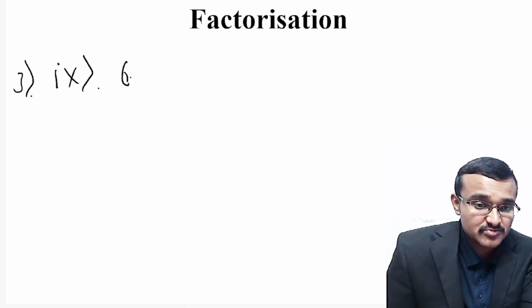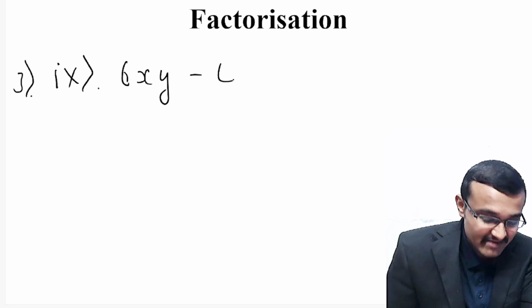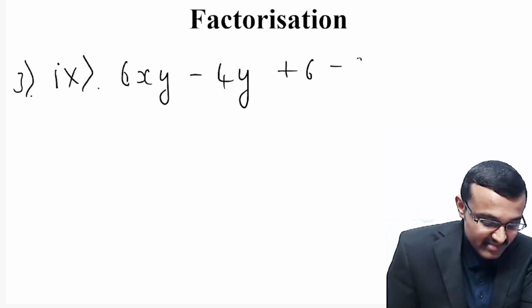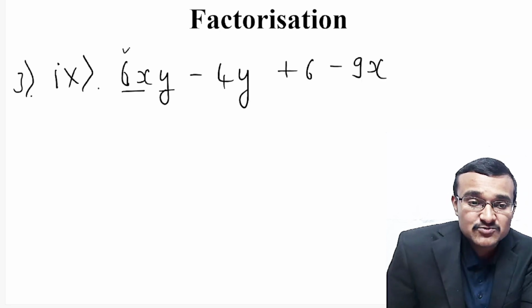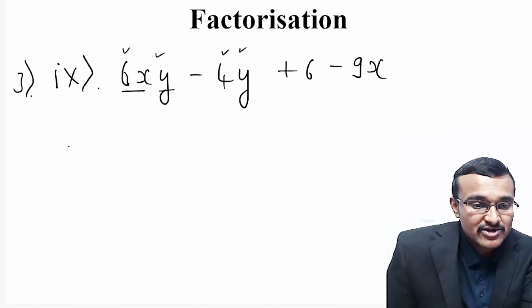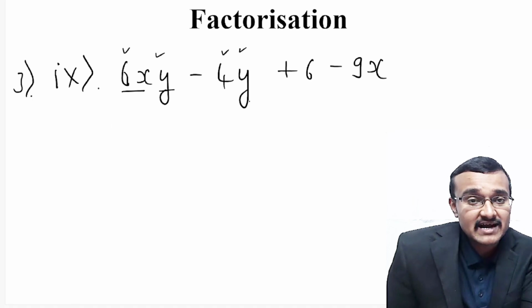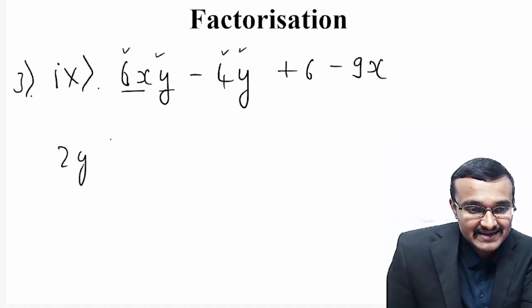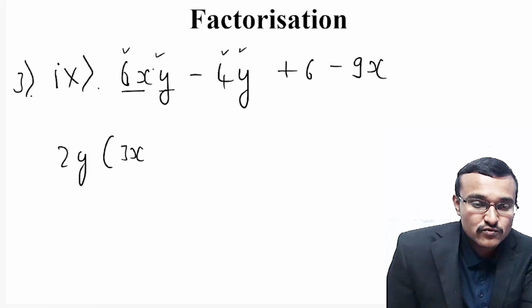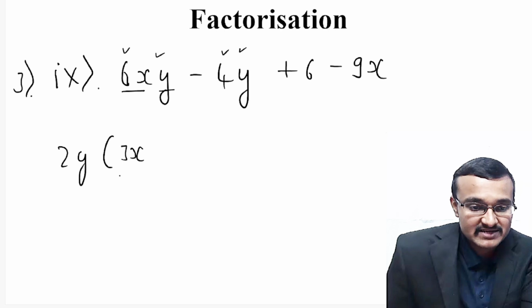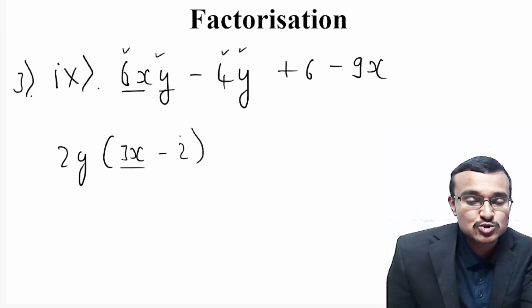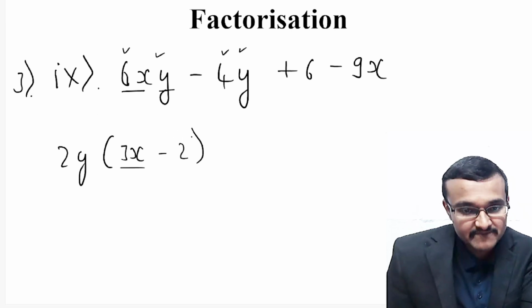Coming to the ninth question in this particular third question, they have given 6xy minus 4y plus 6 minus 9x. So in this 6xy you can separate 2 and y. In this 4y also you can separate 2 and y. So when you take 2y common from the 6xy and 4y, you will actually get 3x inside bracket, because when you remove 2 from this 6, you will get 3, and when you remove y, then only x will be remaining. So 3x will be remaining inside bracket. When you remove 2y from this 4y, only 2 will be remaining, that is minus 2. Because when you multiply this 2y with minus 2, you will get minus 4y.